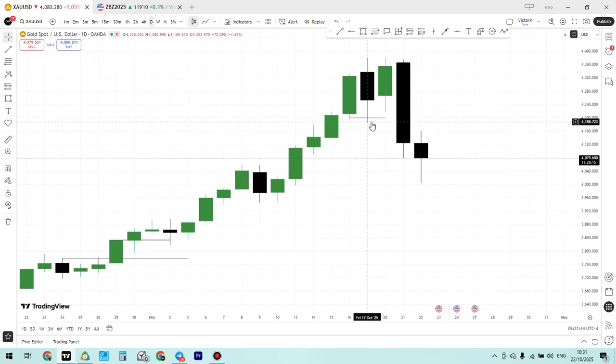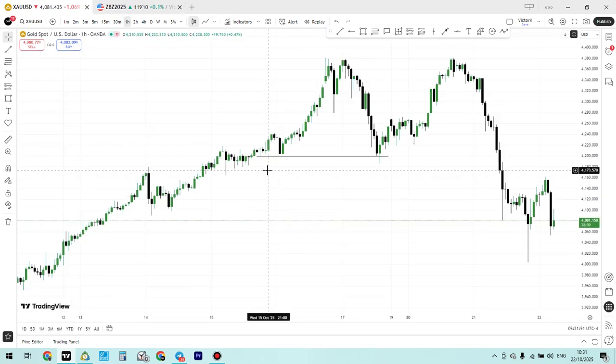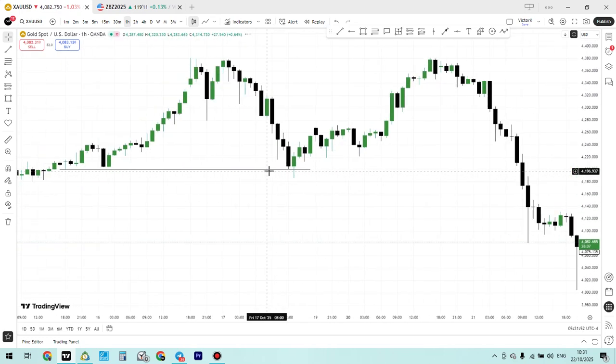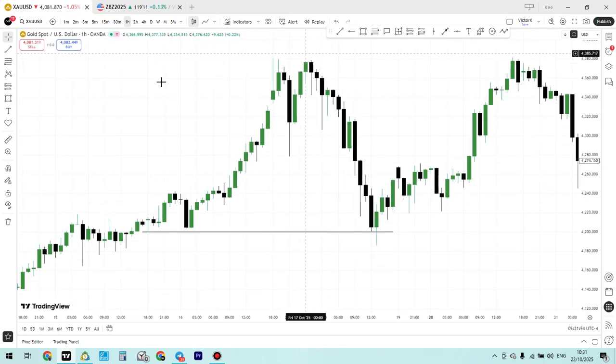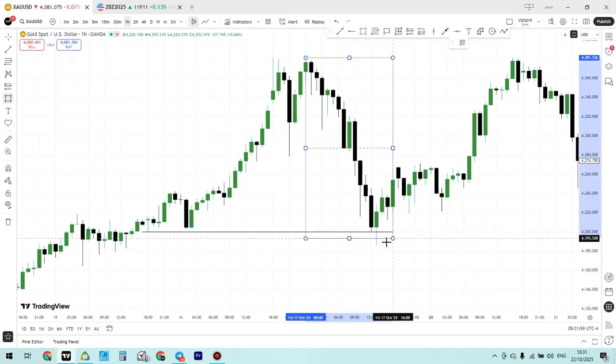Okay, I don't just buy. I don't just buy there as a support level. I wait for a confirmation. So I go to the 1 hour chart, and on the 1 hour chart, you can see this move where the market drops into that daily low. You can see this whole move here.